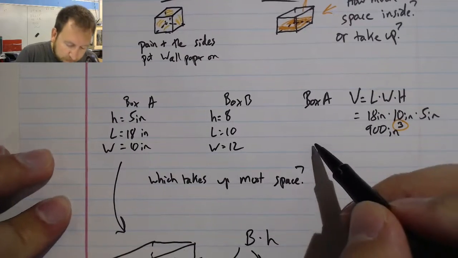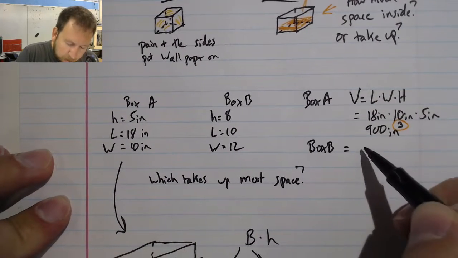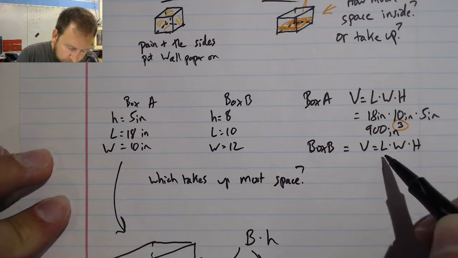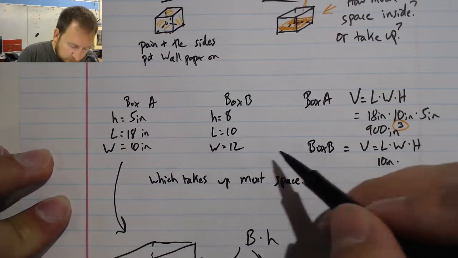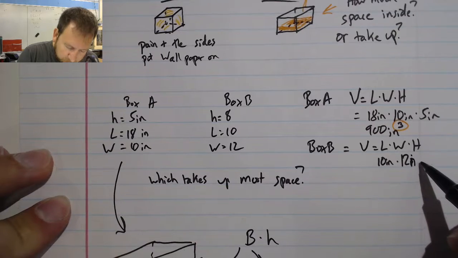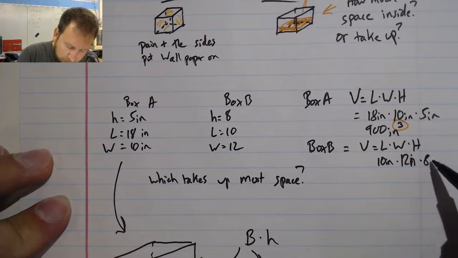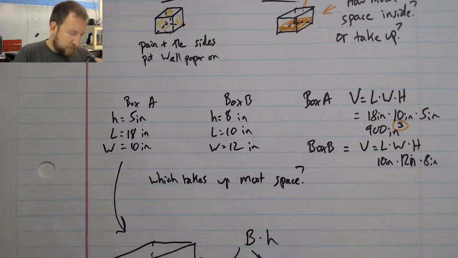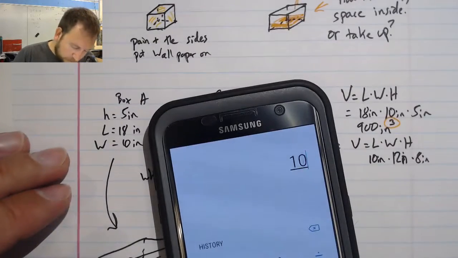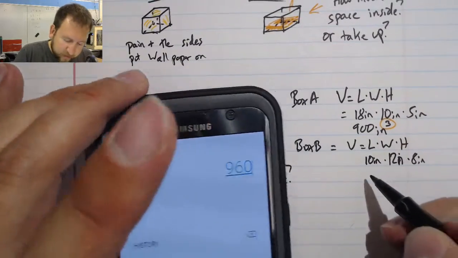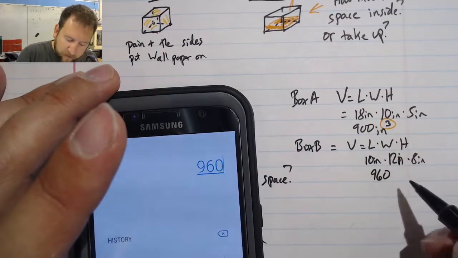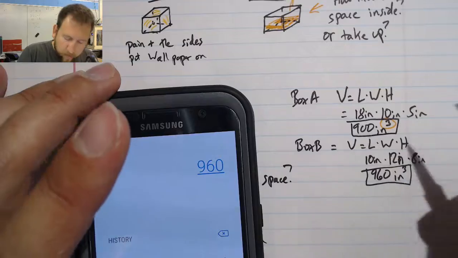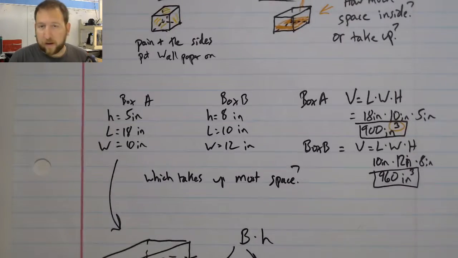This is my box A. Let's take a look at box B. Volume equals length times width times height. I have length of 10 inches, width of 12 inches, and height of 8 inches. I forgot to put inches over here. Sorry. 10 times 12 times 8. Let me load up my calculator. 10 times 12 times 8 is 960. Inches times inches times inches is inches cubed. Clearly, box B is larger. And that's definitive because I can multiply the volume out.